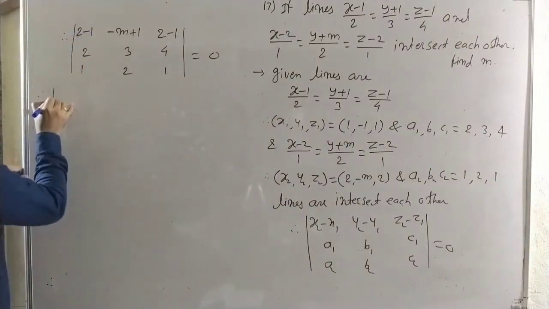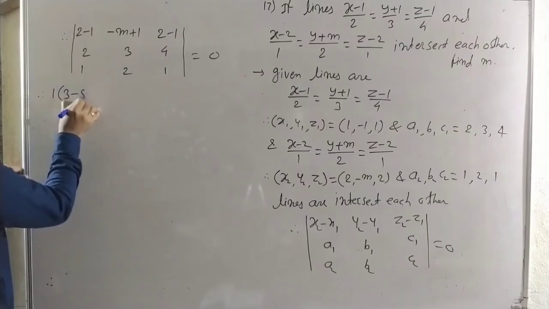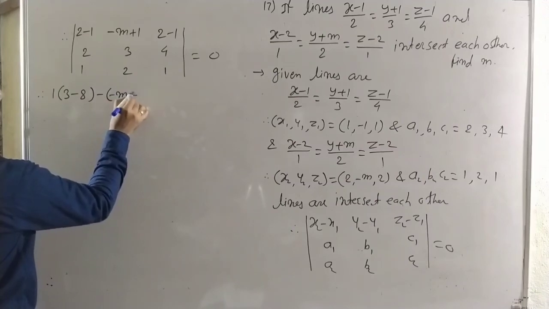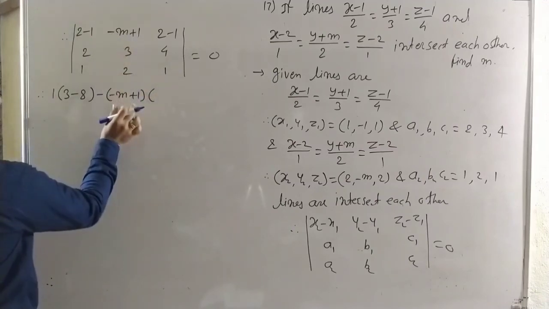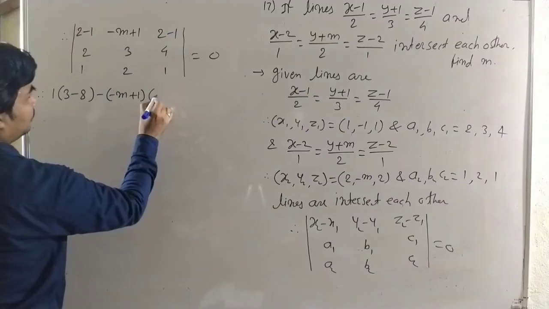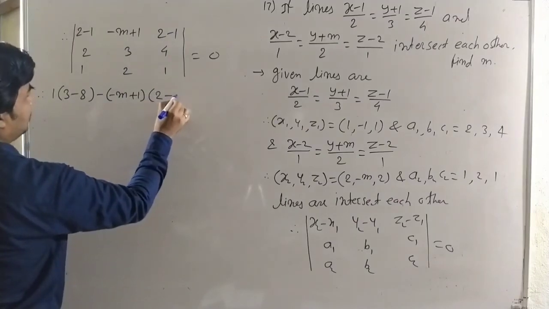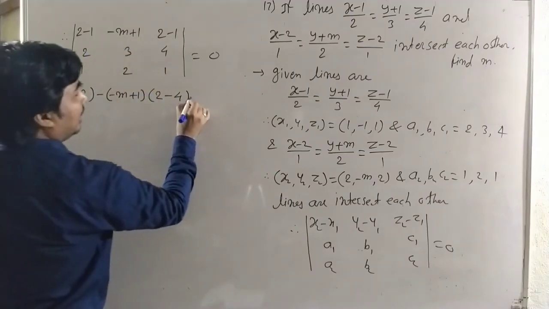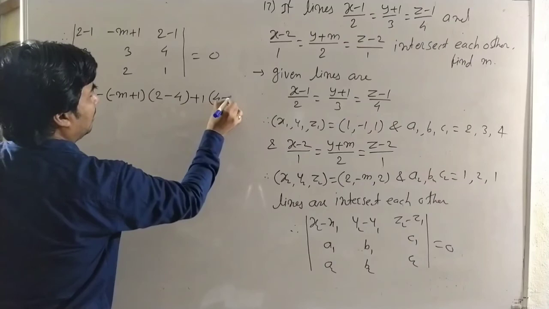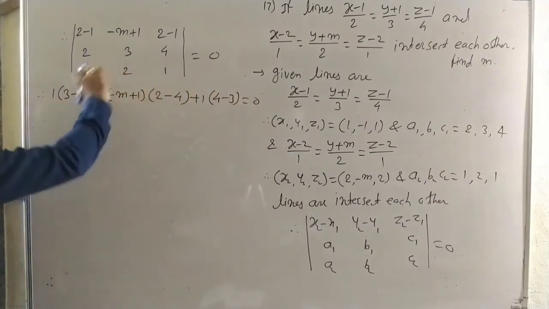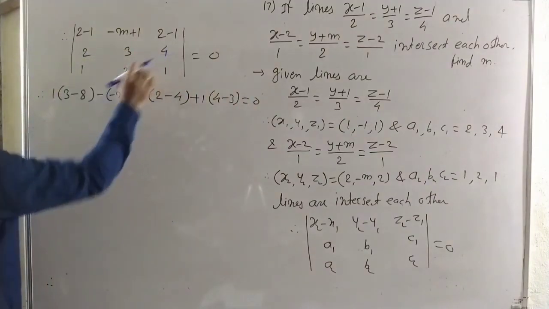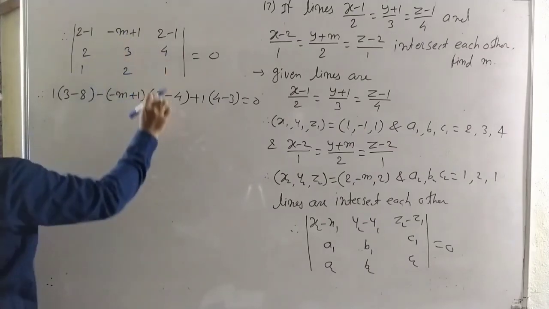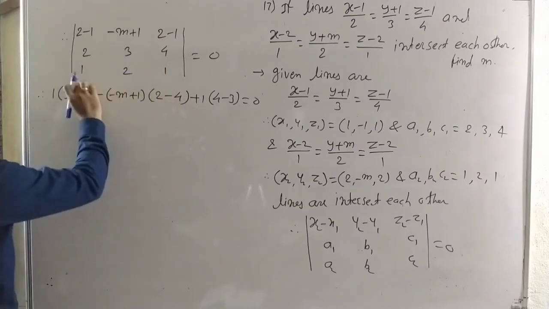2 minus 1, it is 1 into (3 minus 8), minus (minus m plus 1) into (2 minus 4), and plus 1 into (4 minus 3) is equal to 0. Here it is 3 minus 8, minus (minus m plus 1), then (2 minus 4), and lastly 1 into (4 minus 3).